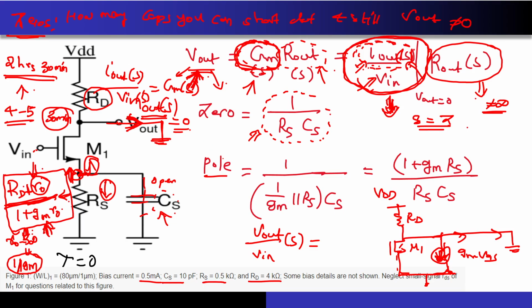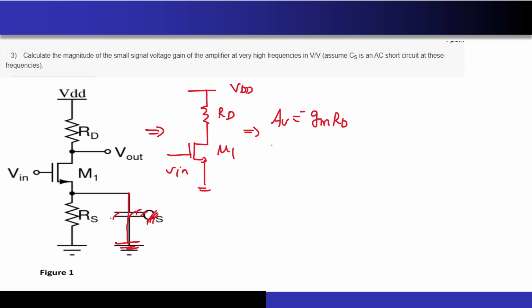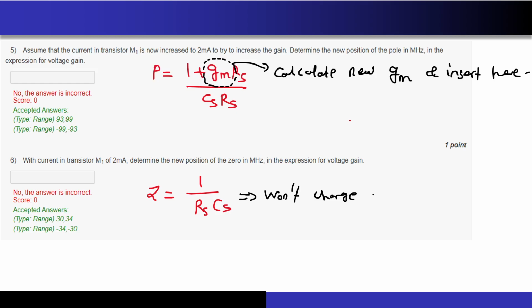So we calculated the pole, we calculated the zero. That's why this 1 by GM parallel RS came over here. So this is the expression of the pole, and this is the expression of the zero. Now let's see what they are asking in the question. First, they are asking for the small signal voltage gain of the amplifier at very high frequencies. At very high frequencies, this capacitor will act as a short circuit. It will short the RS, correct? So it will be left as a common source amplifier, and the gain of the circuit is nothing but GM times RD. So you can easily find out the value.